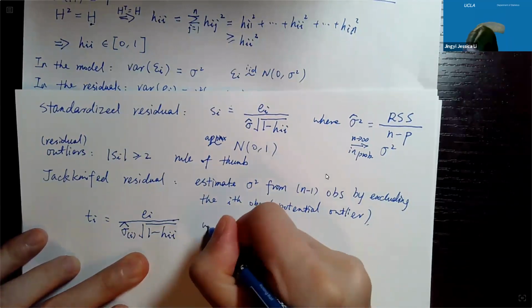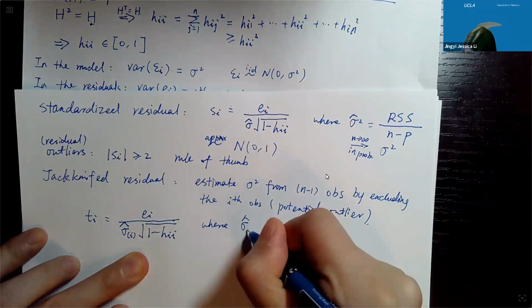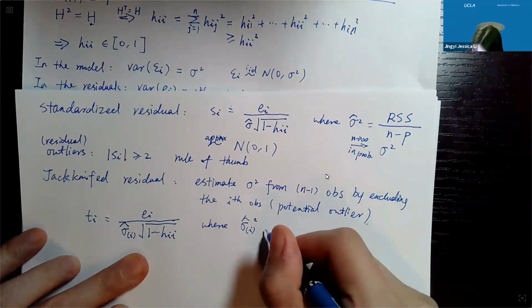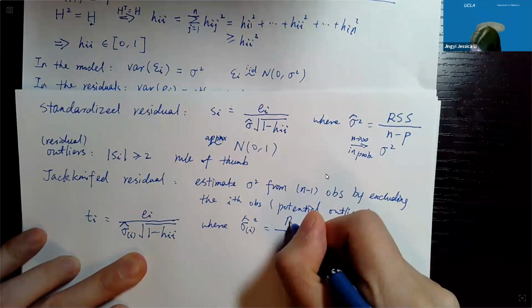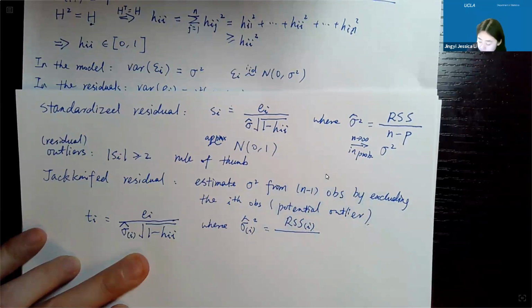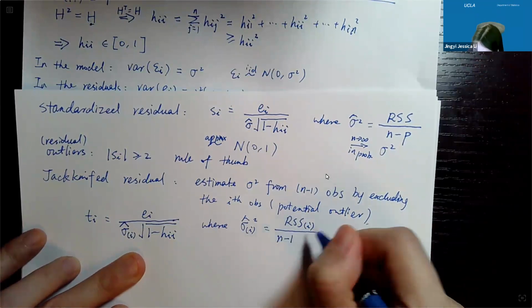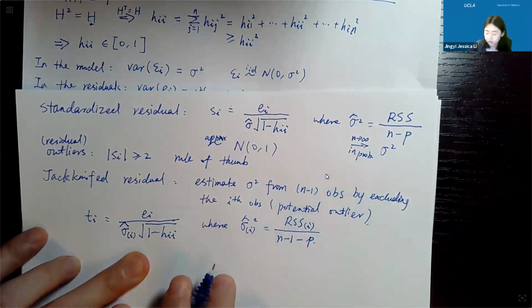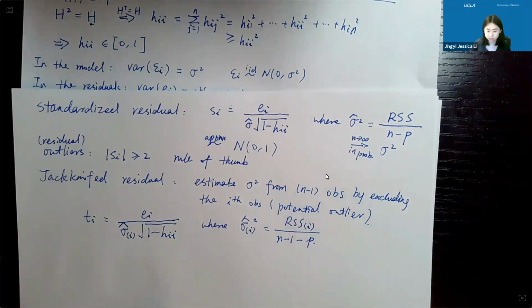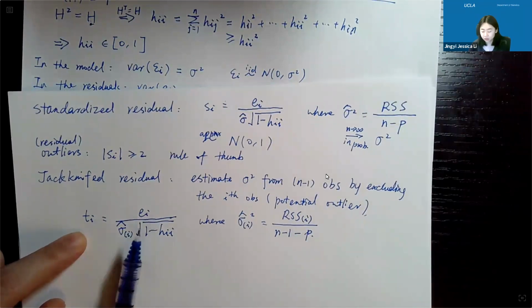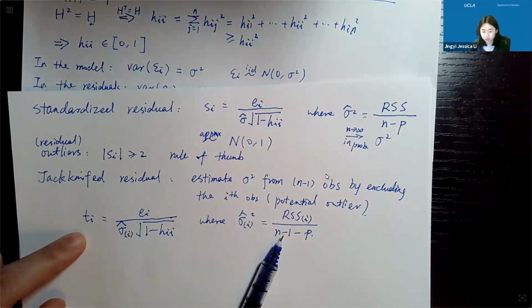So where I should say, this sigma square is defined as RSS, where when we calculated the residual sum of squares, we excluded i, and accordingly, the number of observations goes down from n to n-1, minus p. That's how we calculate sigma square hat (i). Okay, so if you just look at the definition, it seems that you need to run n regressions, excluding one observation each time.